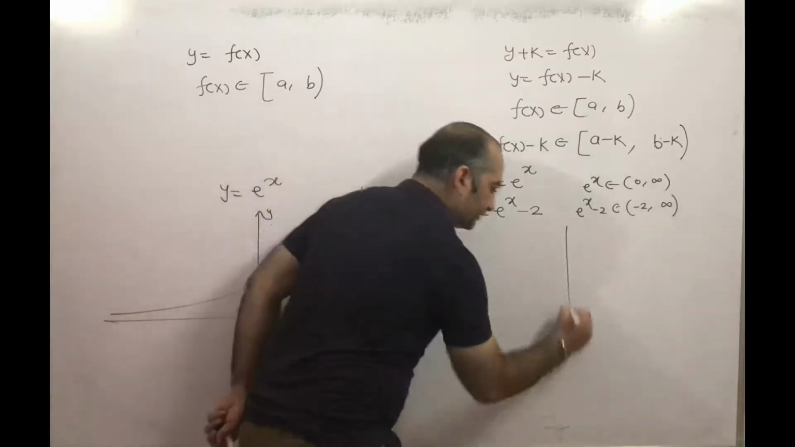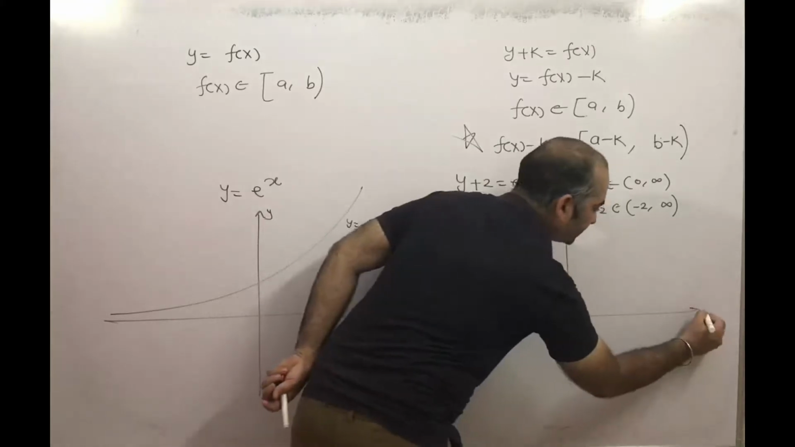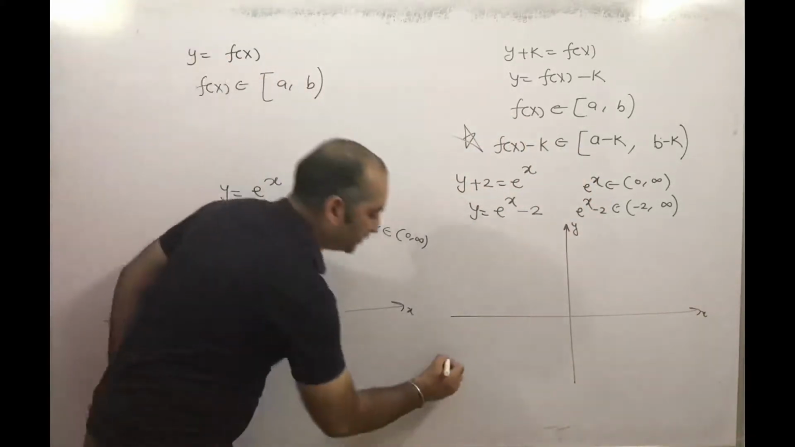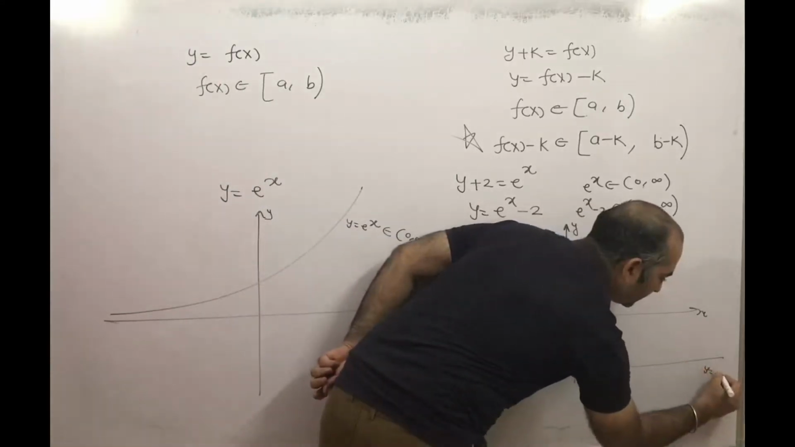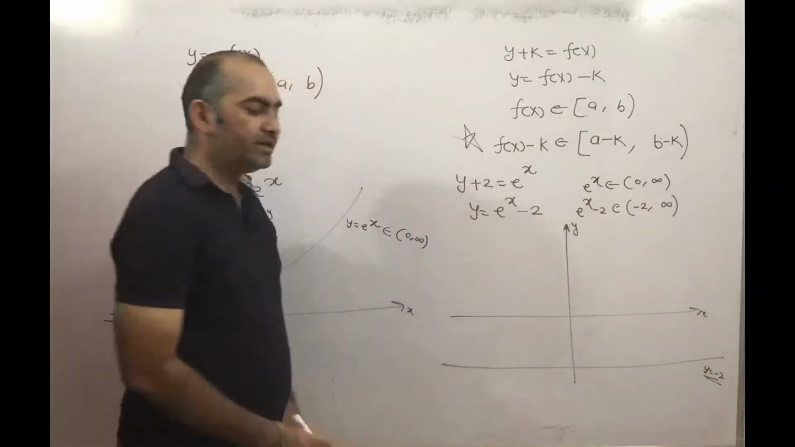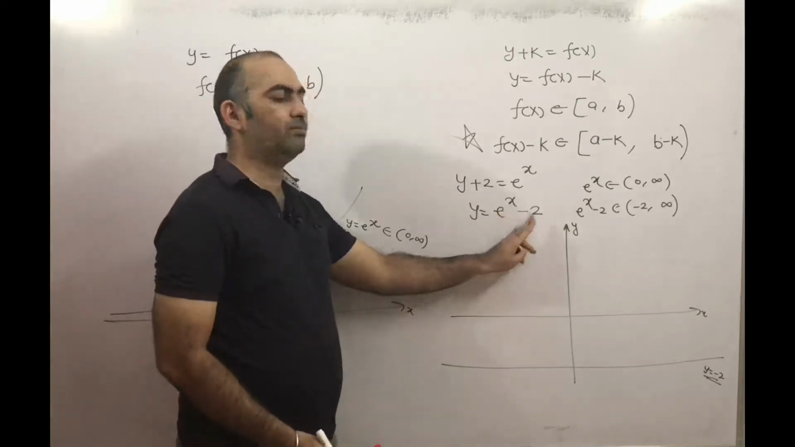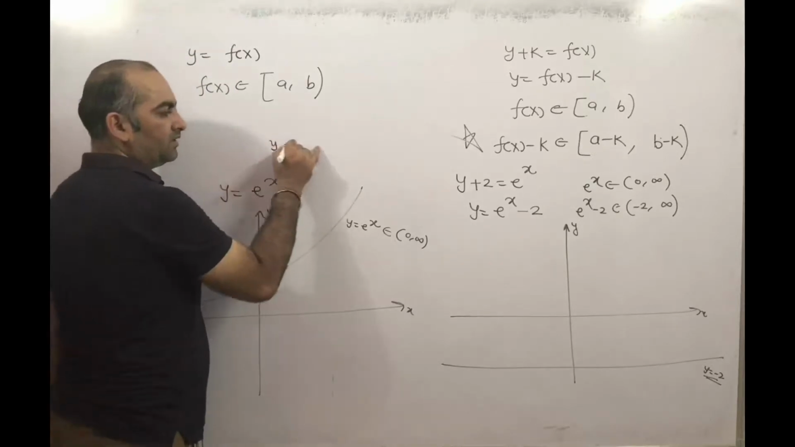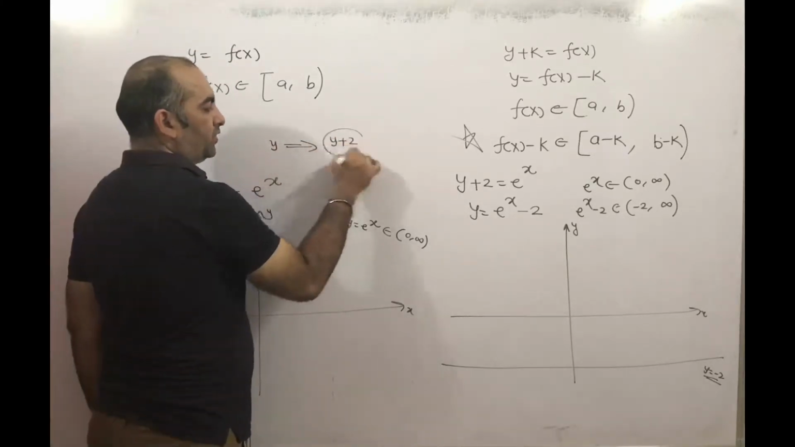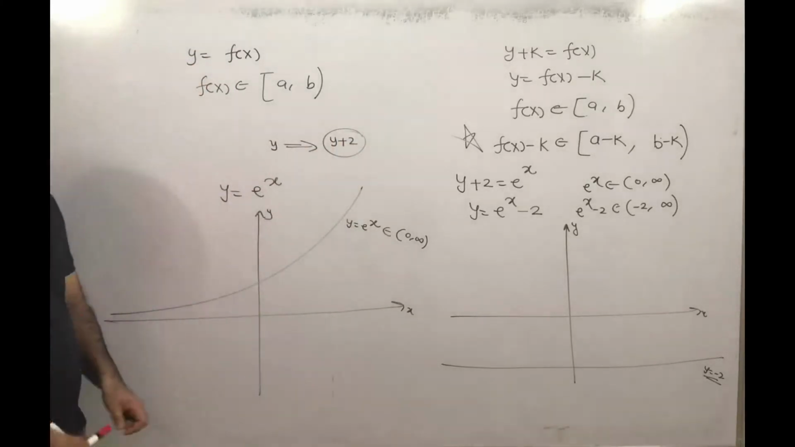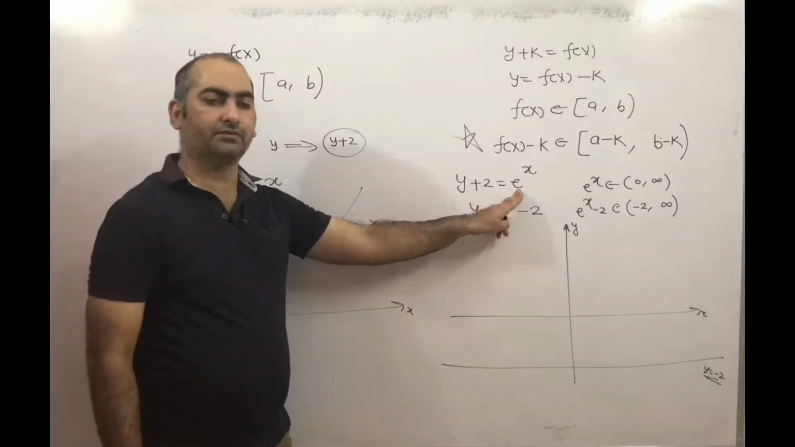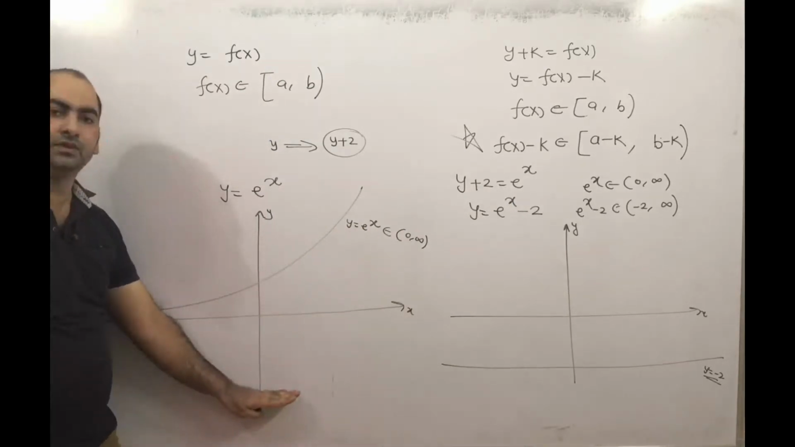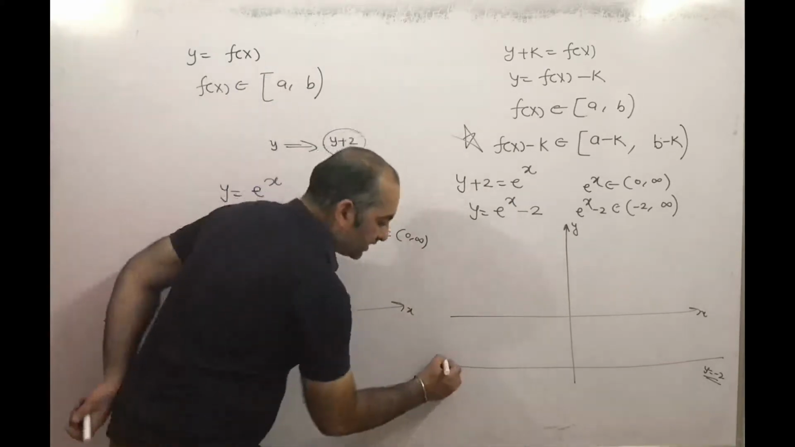So we'll draw a line. This is the x-axis, this is the y-axis. Okay. We'll draw a line y equal to minus 2. So this is y equal to minus 2. So y is what we read? y equal to e power x minus 2. Correct? So here, see, y is replaced with what? y plus 2. Okay. So k is what? 2. That means y plus 2 equal to e power x graph. For finding this graph, what will we do? This graph we have to take 2 units below.